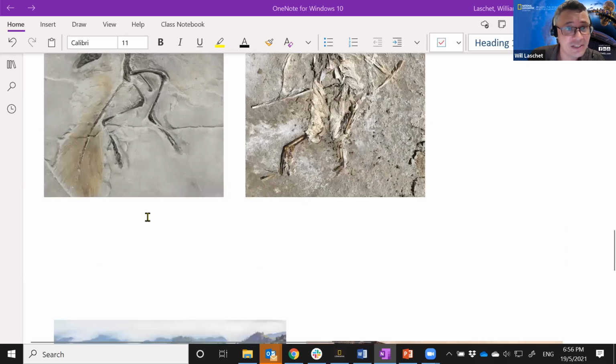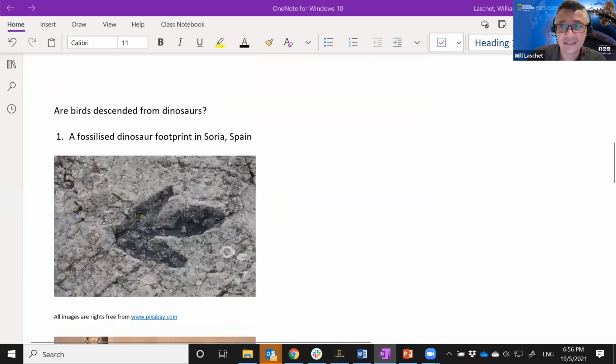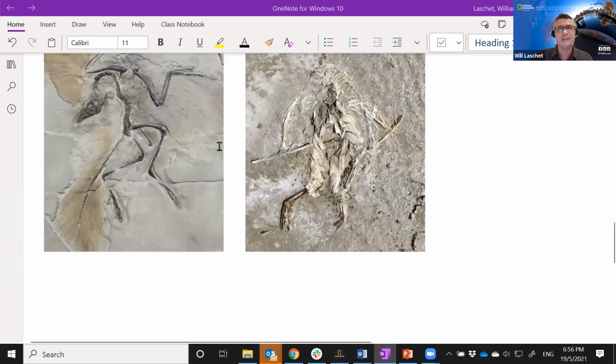I should say as well, these images I've taken from pixabay.com. They're rights-free images. You can go to this website. You can use pictures. There are loads of great pictures you can use in your lessons. You don't have to worry because they're free to use. So what do you think about that when you look at these pictures?